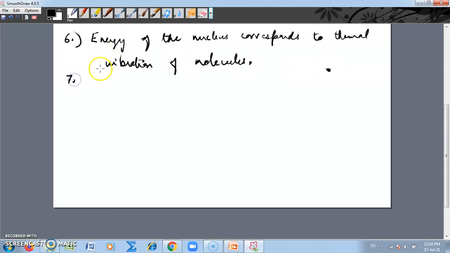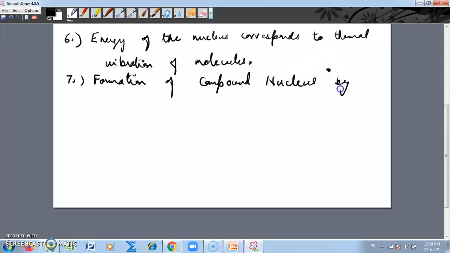And then the 7th one is formation of compound nucleus by absorbing an incident particle. This we'll learn in our next unit when we study nuclear reactions, so just note it down. You will not understand this one now. Incident particle you will understand, but I choose to explain it in our next unit. So this is the same as the condensation of a liquid.